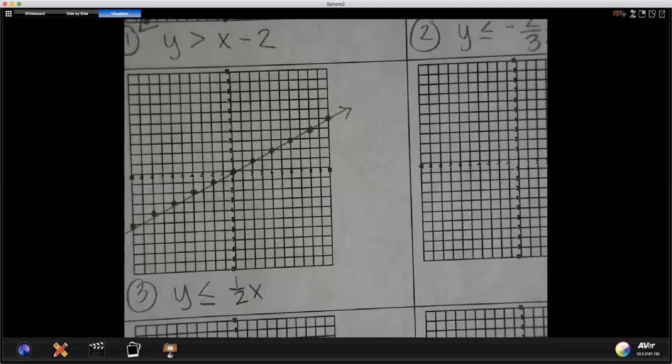All right, show your neighbor what test point you picked and what way you think it should be shaded. Now remember, your test points could be different, so you could be having different true or false statements, but you could still be shading the correct way.